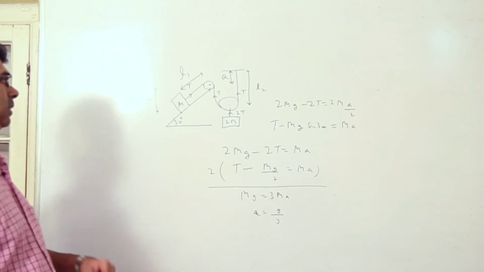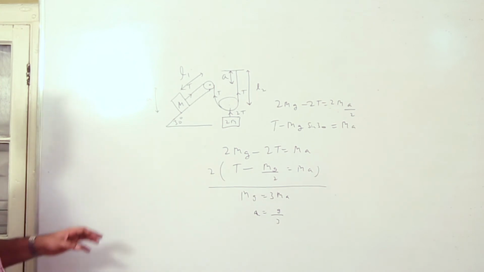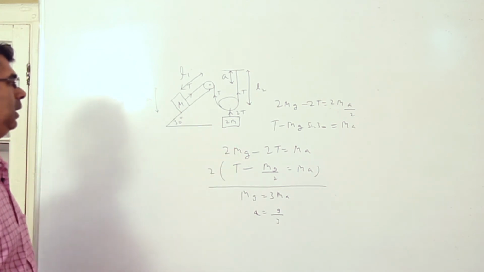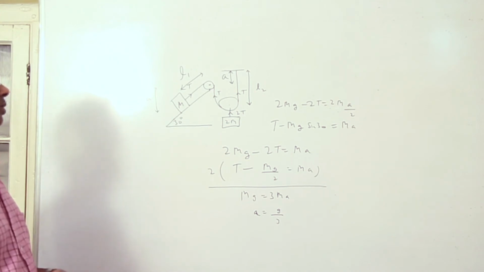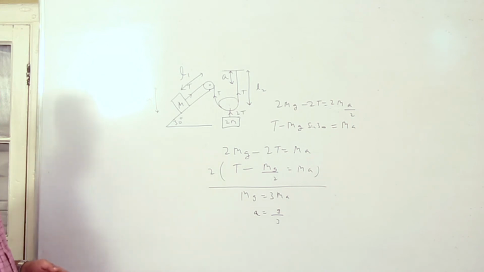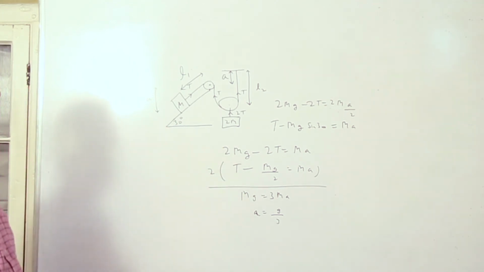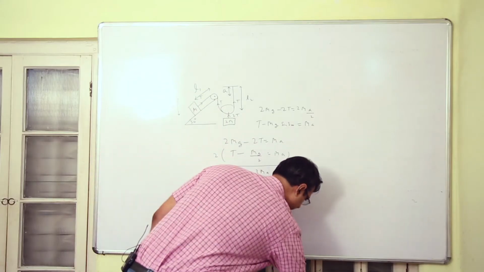The method that we used to find the relation between the acceleration of this block and this block is known as the constraint equation. The constraint equation is a very useful method to find out the relation between the accelerations of two blocks which are attached to two different pulleys, like it happens in this particular question.